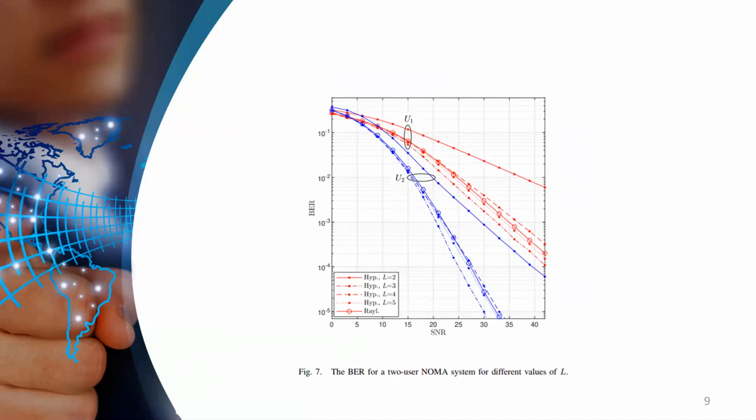This figure shows the bit error rate for a two-user NOMA system for different values of the number of scatterers, and the result is also compared with the standard Rayleigh channel. And as can be seen from this picture, as the number of scatterers increases, the performance of the Hyper-Rayleigh channel starts approaching the standard Rayleigh channel.